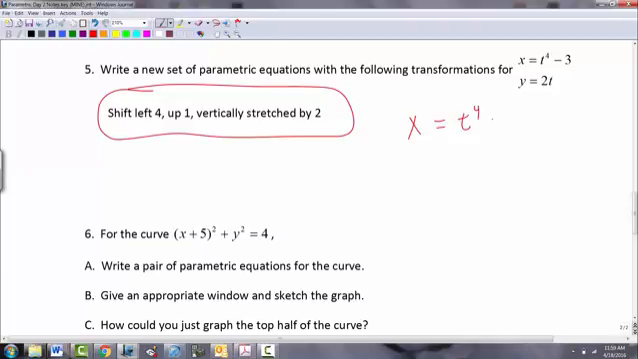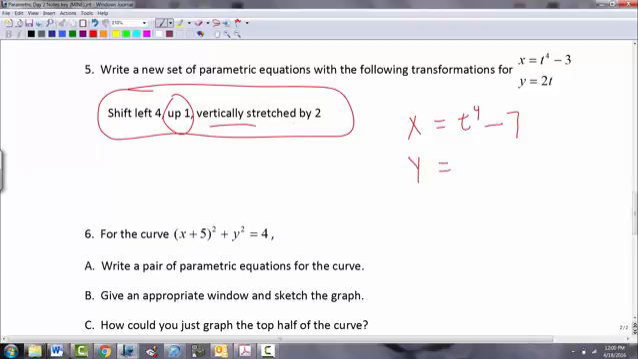T to the fourth what? 4 to the left? 4 to the left is minus 4. Now doing opposite. You're moving everything 4 to the left, so you're subtracting everything 4 to the left. Okay, what about up 1? Who does that affect, x or y? How do you move something up 1?